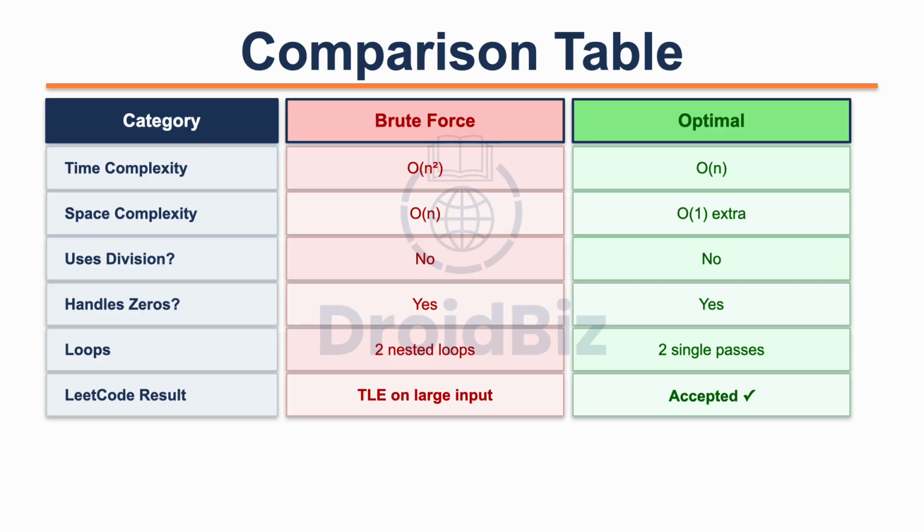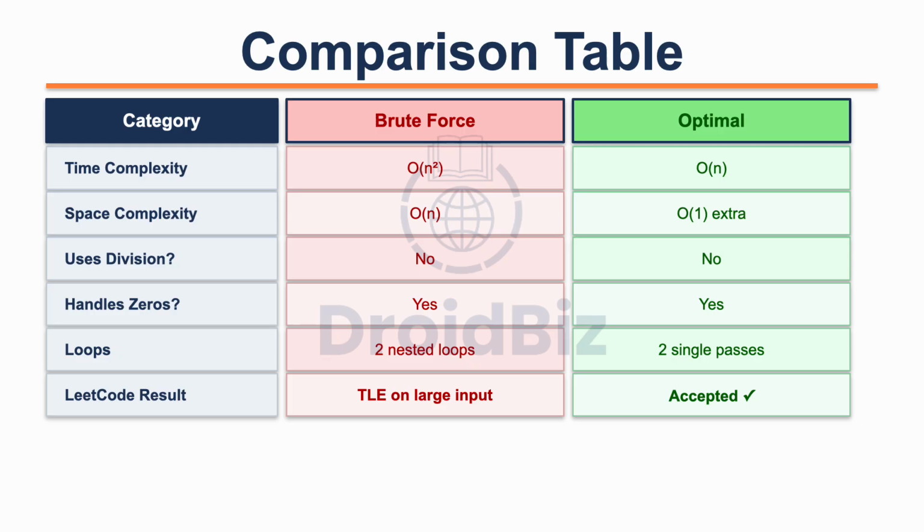Both handle zeros correctly. In terms of loops, brute force uses 2 nested loops, while optimal uses 2 separate single passes. And for the LeetCode result, brute force will get a time limit exceeded error on large inputs. The optimal solution gets accepted.